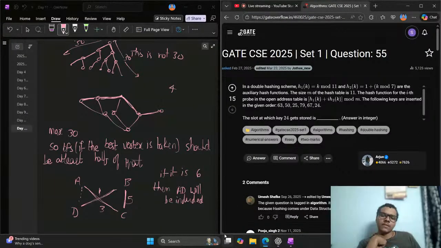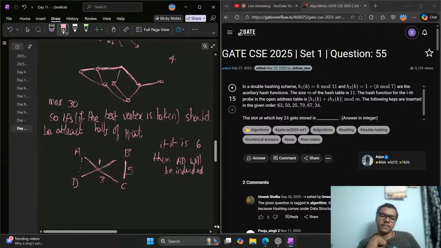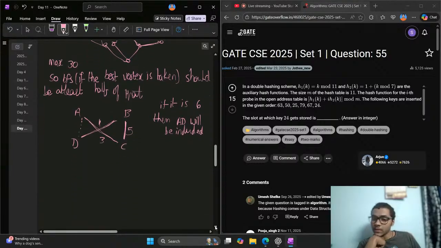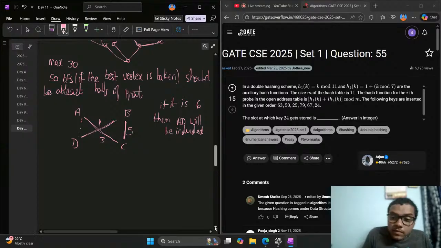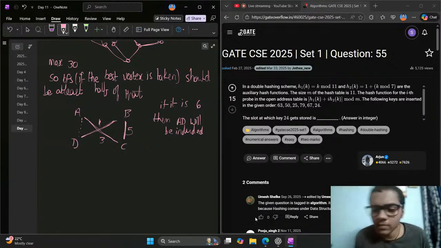In a double hashing scheme, I have studied this double hashing scheme. 1 plus k mod 7 are the auxiliary hash functions. The size m of the hash table is 11, the hash function of the ith probe, and the open address table. The slot at which 24 gets stored is... hashing.